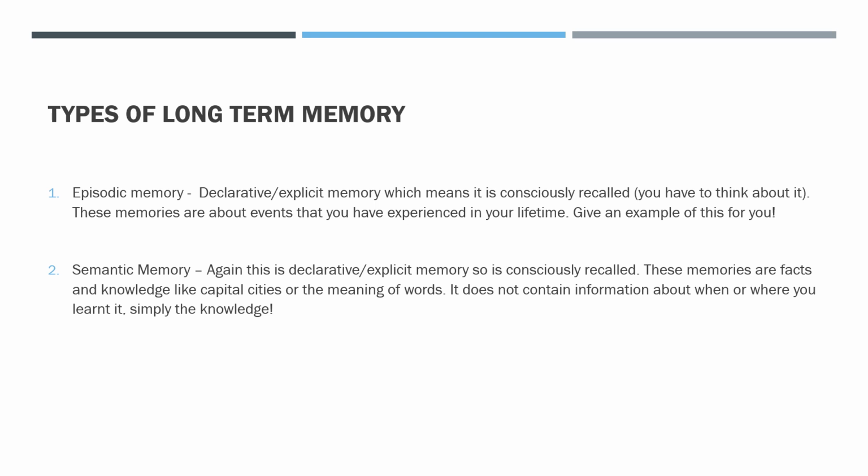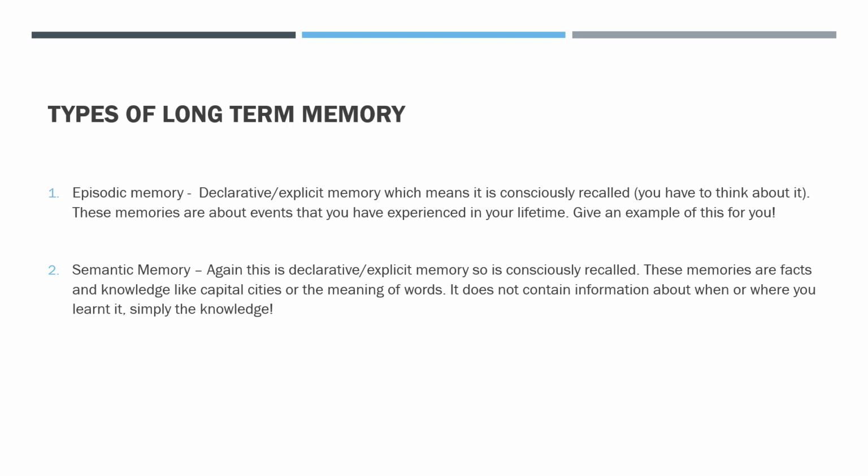Number 2 is semantic memory. Now again, this is declarative or explicit, so you have to think about it, you have to consciously recall. And these memories are facts and knowledge, like capital cities, the meaning of words, your psychology A level. It doesn't contain information about when or where you learnt it, it's simply the knowledge.